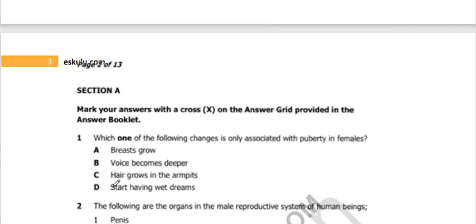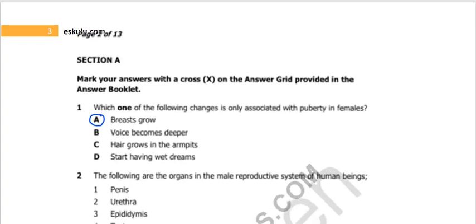When you look at the options, you've got breast growth, voice becomes deeper, hair grows in the armpits, and start having wet dreams. D, wet dreams, is associated with males. C, hair grows in the armpits, is for both males and females. B, voice becomes deeper, is only associated with males. Therefore, the correct answer is A, the breasts grow. We can move on to question number 2.